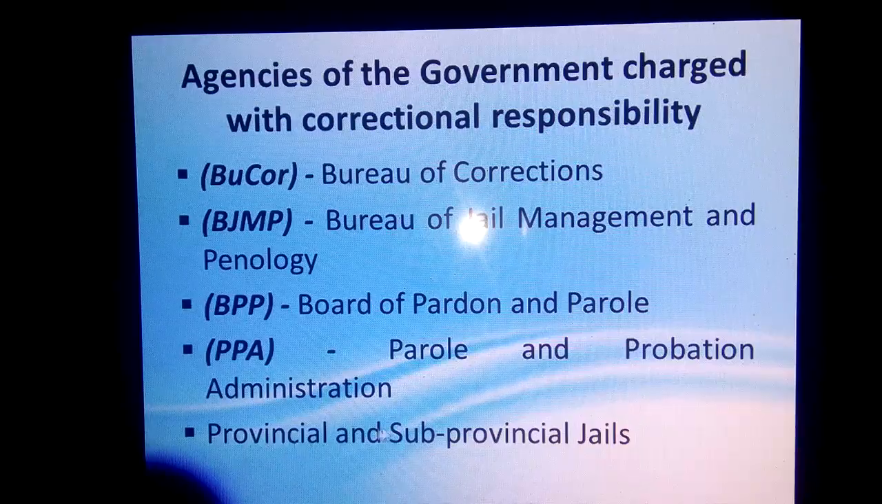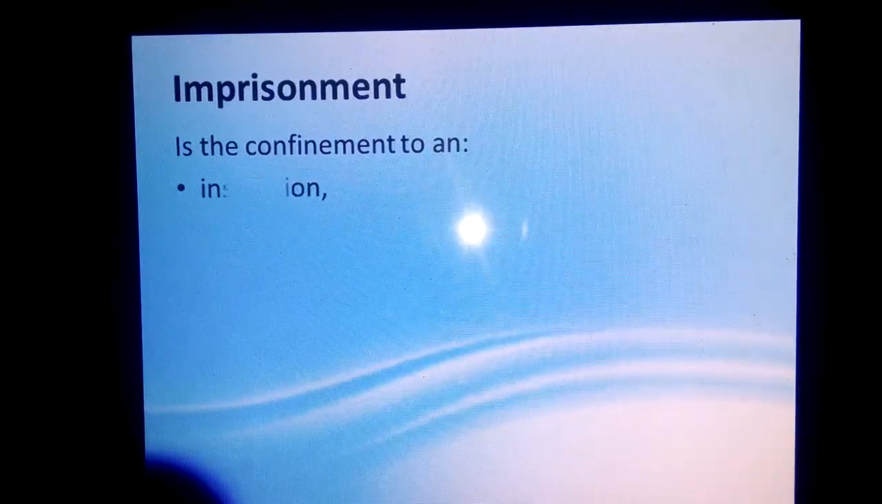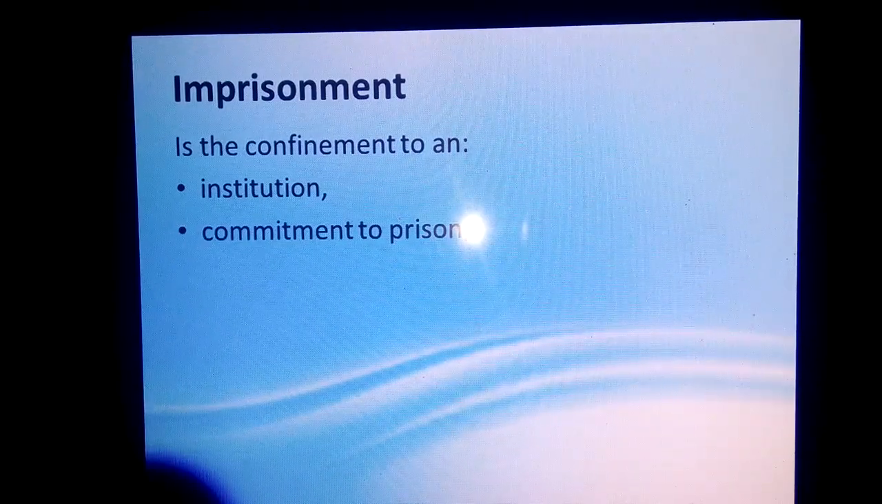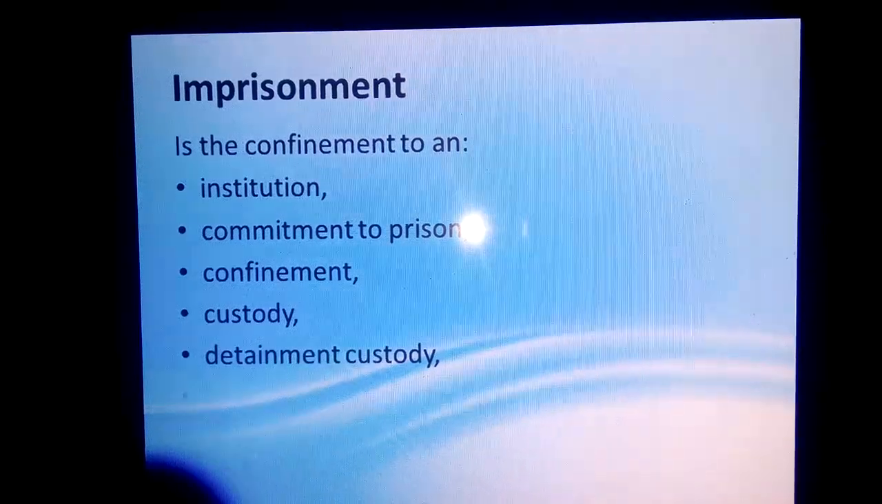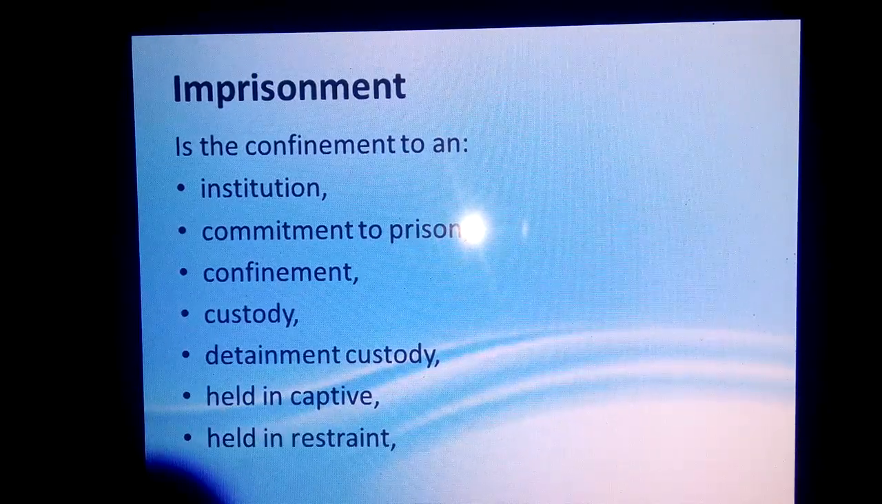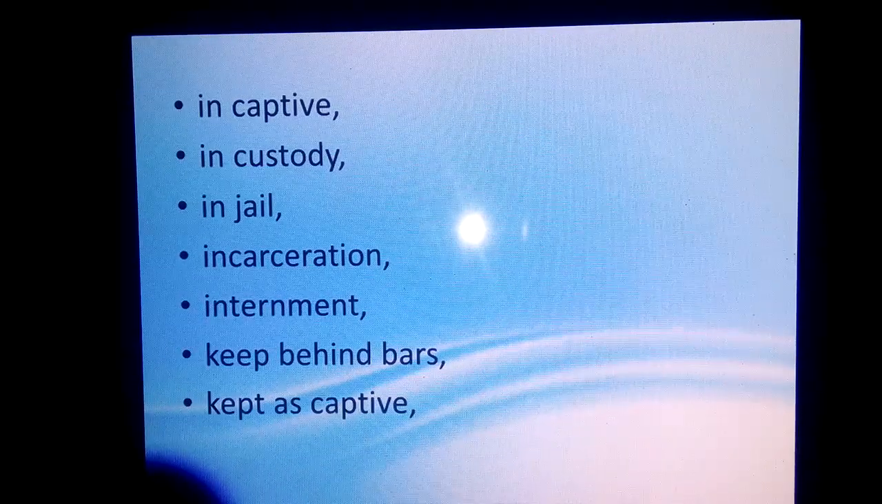And we also have the provincial and sub-provincial jails. So these are those jails which are under the administration of the provincial governors. So we have the term imprisonment. It is the confinement to an institution, commitment to prison, confinement, custody, detainment, held in captive, held in restraint, in custody, in jail, incarceration, internment, keep behind bars.